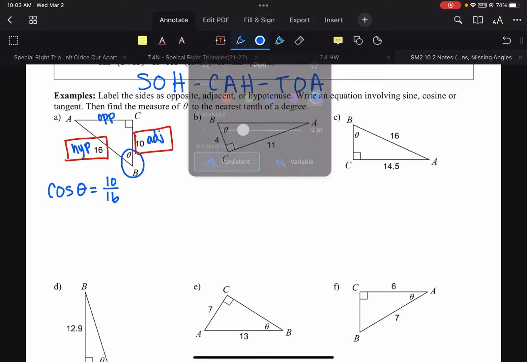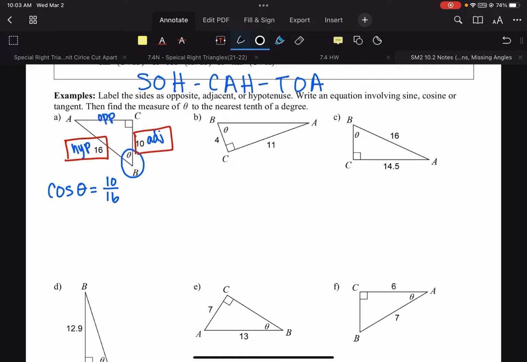Now here's the cool part. I want to know what theta equals. So what I can do is switch this to the inverse cosine, so the cosine with the -1, and that basically switches my equation around so that the theta is by itself. I can say the inverse cosine of 10/16 is equal to theta. Now, you're like, awesome, that doesn't get me any closer to anything, but it actually does.